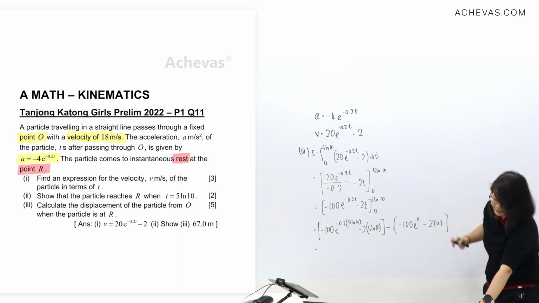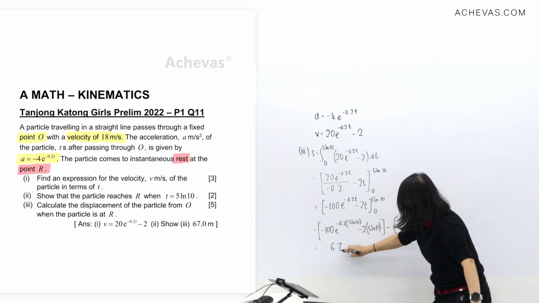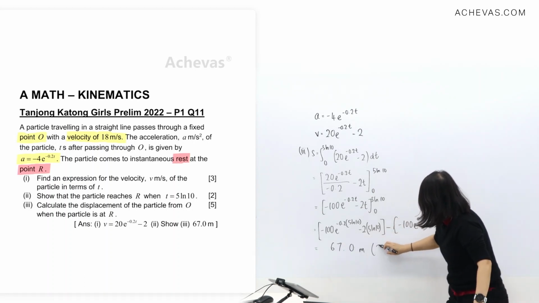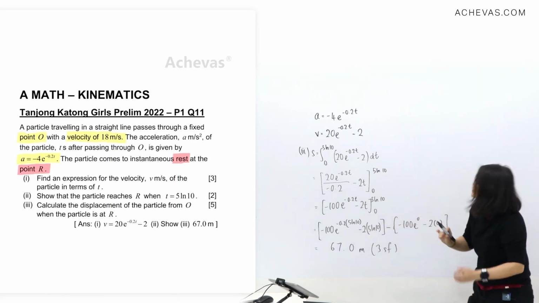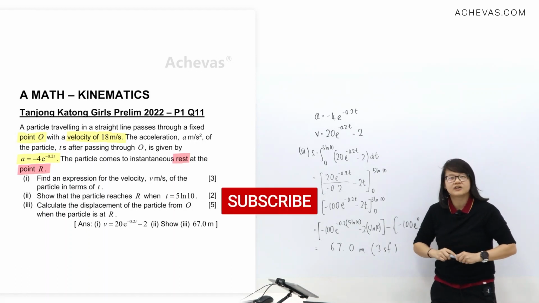So the final answer, when I type my calculator, is going to be 67.0 meters in 3SF. So that's all for part 3 of the kinematics question.